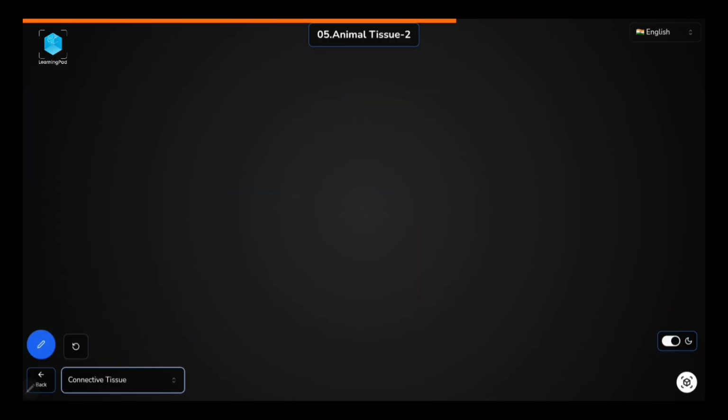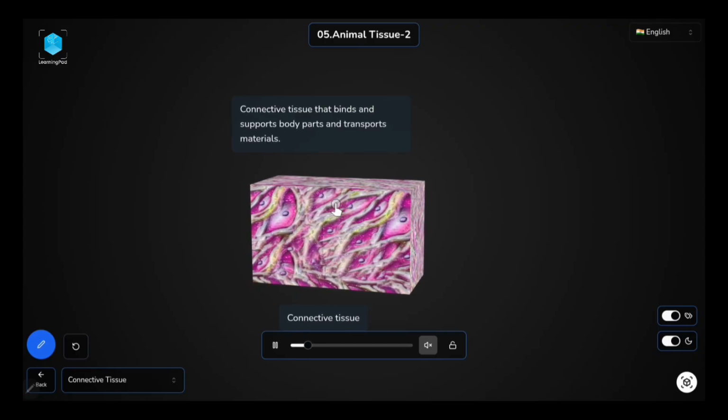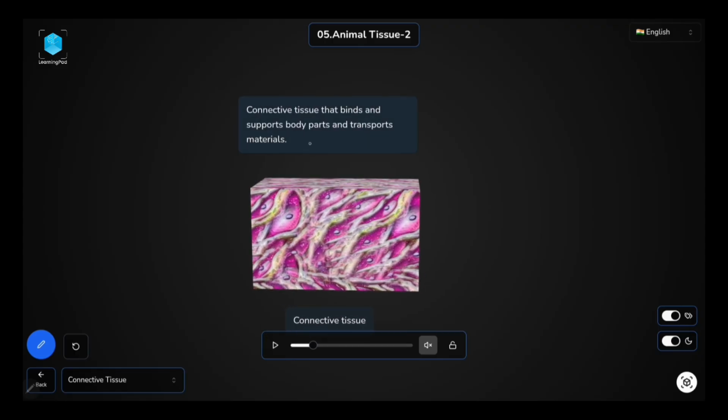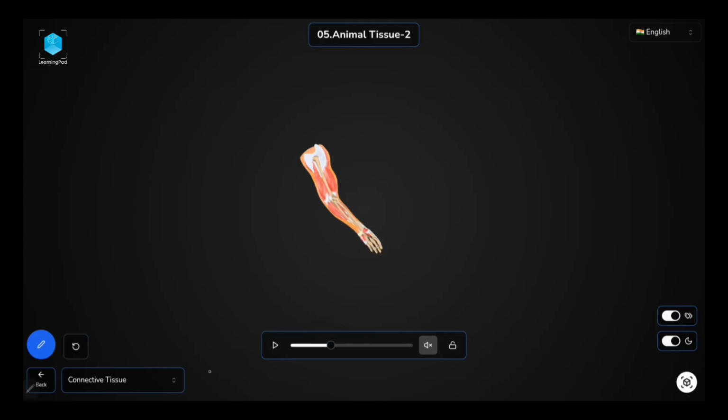Next we are going to study another tissue, connective tissue, that binds and supports the body parts and transports materials. Where is the connective tissue present? Connective tissue is present in the hands, in between the ligaments.